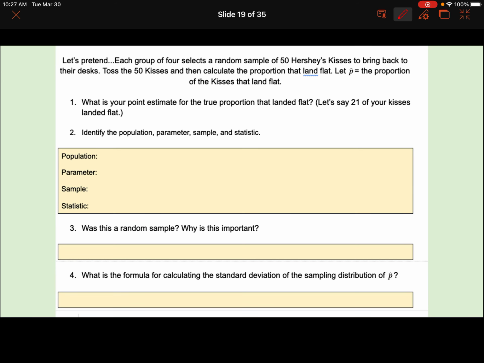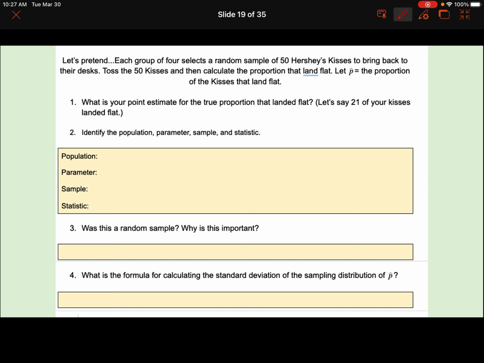Alright, so again, we're going to have to do some pretending because I can't actually give you candy, sadly. So pretend that in each group of 4, there was a random sample of 50 Hershey's Kisses to bring back to your desks. Each group was going to toss the 50 kisses and then calculate the proportion that land flat. P hat would be the proportion of the sample kisses that landed flat.